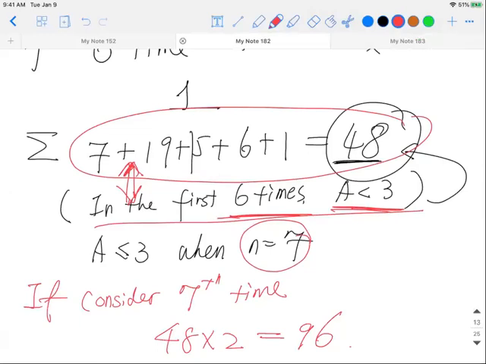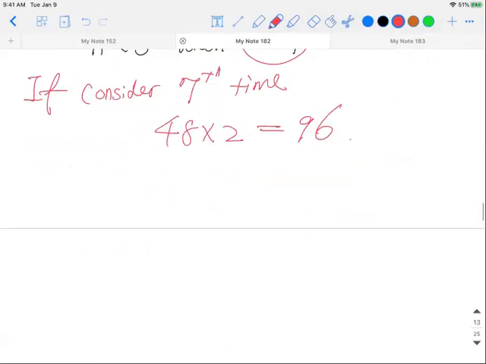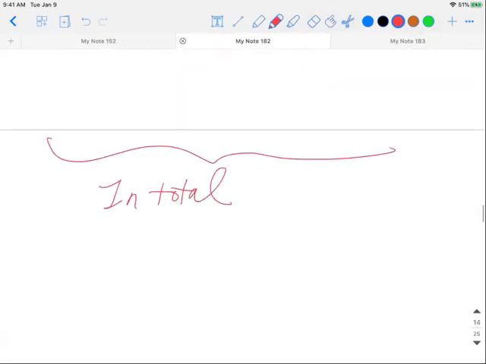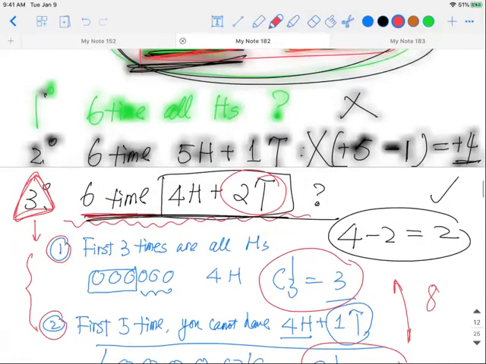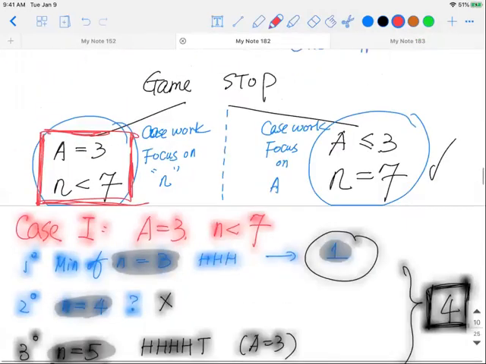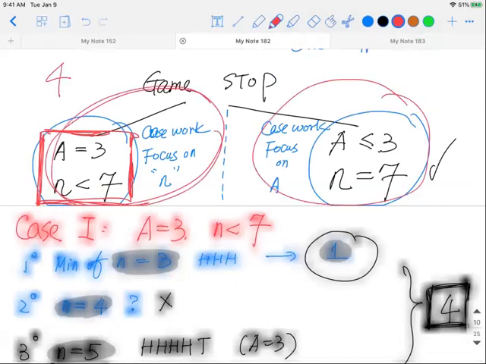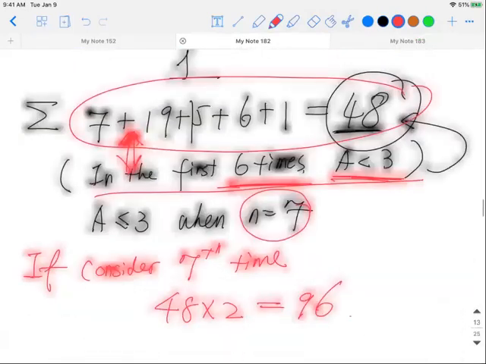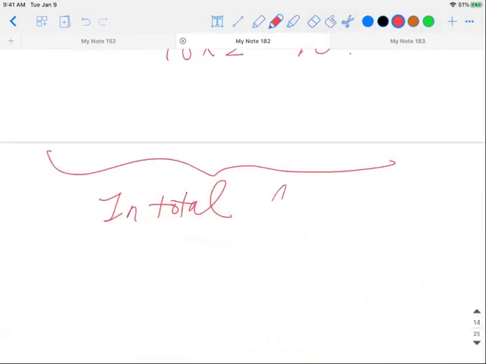You guys follow me? So in total, you have what? Still remember, we have 2 scenarios, 2 cases. This is our case number 1. We have 4. This is our case number 2. We have 96. So in total, we have 96 plus 4 equals 100. That is the solution for this problem.